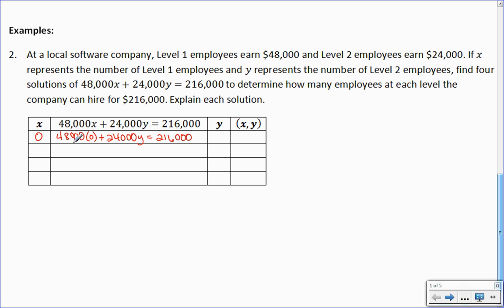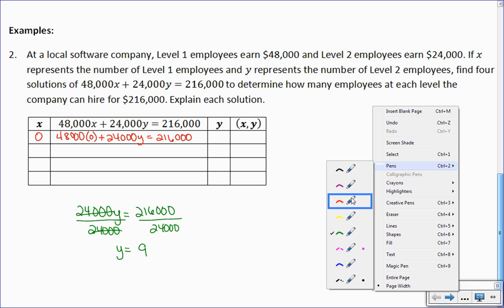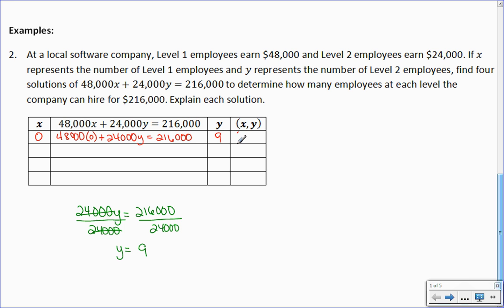So we'd multiply 48,000 times 0. In this case, this will just become 0. So all we're left with on the left side is just 24,000 Y, and then equals 216,000. And from there we would just divide by 24,000. And that would give us Y equals 9, which is the ordered pair 0, 9.